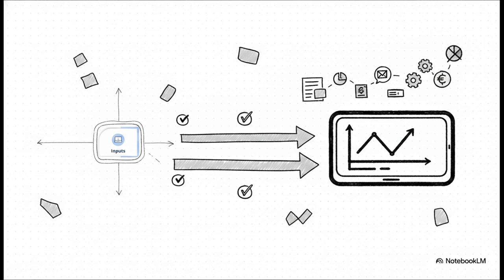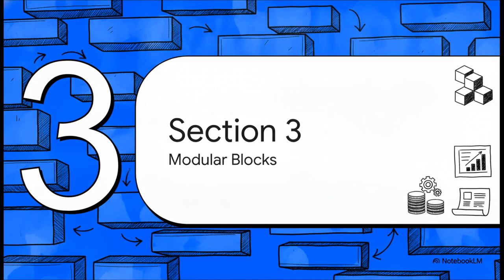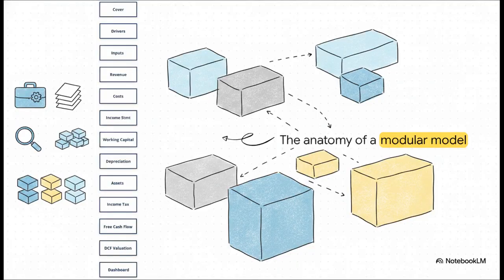This strict discipline is exactly how you keep your models lean, clean, and highly functional. All right, Section 3, modular building blocks. Now that we've got the philosophy down, let's look at the practical anatomy of your workbook. So instead of one massive, never-ending sheet of continuous calculations, you need to compartmentalize. Think of it like building blocks. You break the model up into reusable, standardized modules, things like working capital, depreciation schedules, or income taxes.